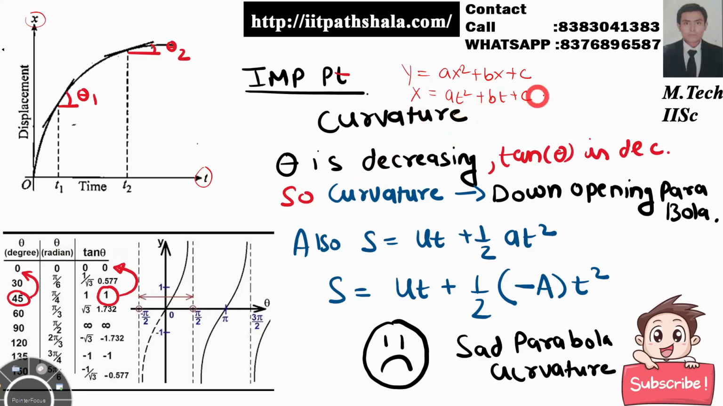Fine with that. And I know that if my a value is greater than 0, then I am having a smiling parabola which is opening in the upward direction. And if I have a value less than 0, then I am having a sad parabola or sad curvature which is opening in the downward direction. This is the basic theory which we have to know. If you don't know, just go to my previous lecture and revisit the theory itself. You can find the lecture in the description box itself.